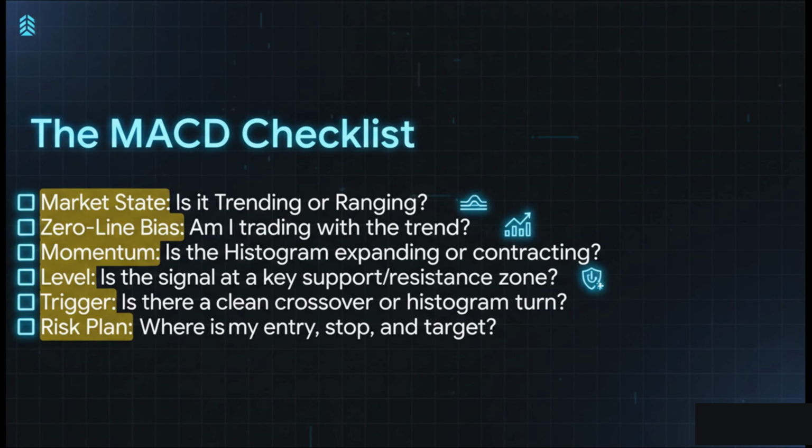Before you even think about placing a trade, go through these 6 steps. 1, what's the market state? Trending or ranging? 2, am I on the right side of the zero line? 3, what's the histogram doing? Is momentum on my side? 4, is the signal happening at a key price level? 5, do I have a clean trigger that's confirmed by what the price is actually doing? And number 6, the most important of all, what's my risk plan? Where's my entry, my stop loss, and my target? This is how you turn MACD from a random signal generator into a professional decision-making tool.